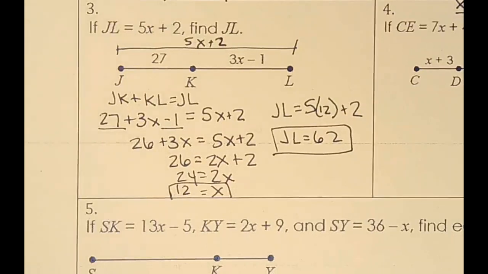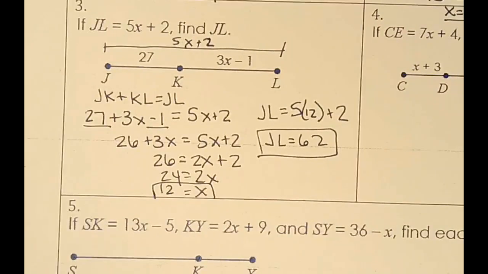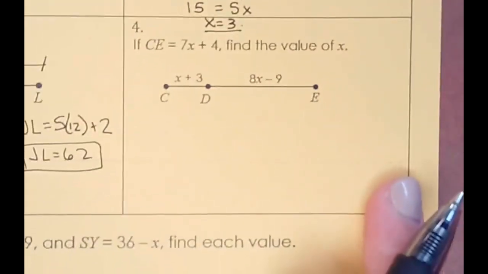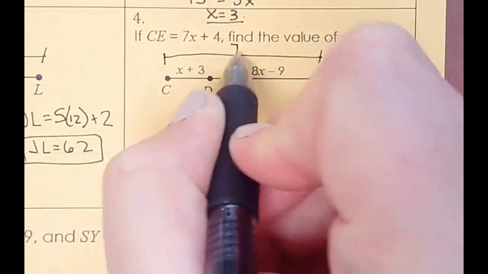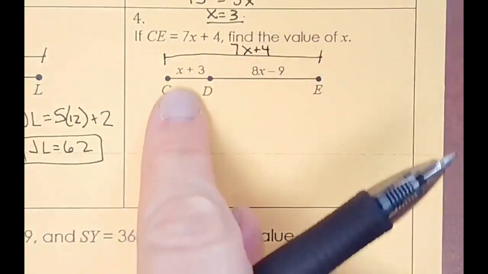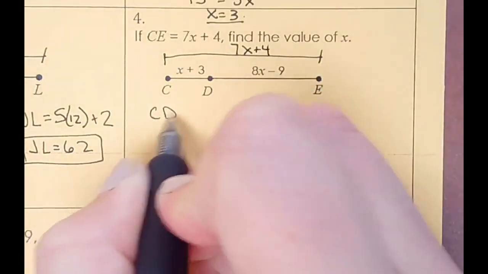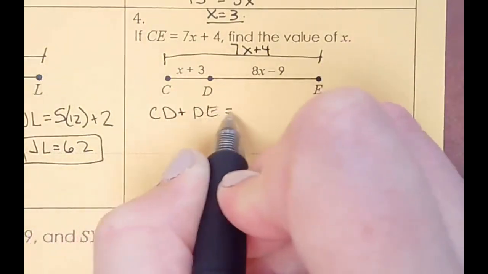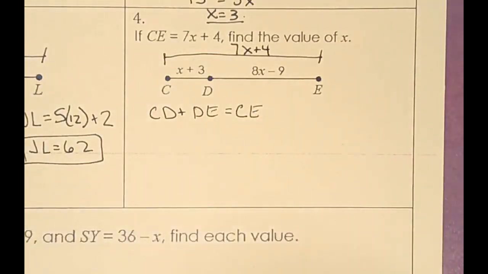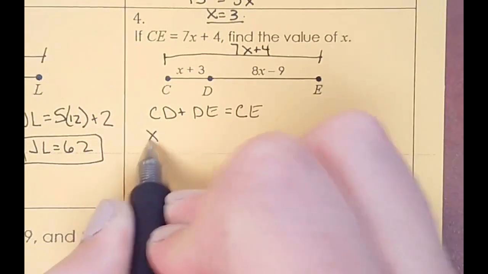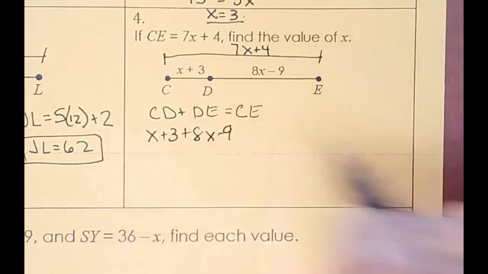Number 4. Find the value of x. If CE is 7x plus 4, and we have these two other segments, now we can go ahead and find x. So CD plus DE equals the entire segment, CE. CD is x plus 3, plus DE is 8x minus 9. That all equals 7x plus 4.